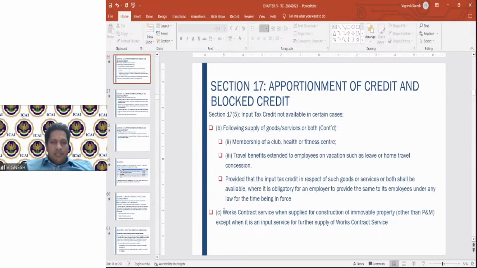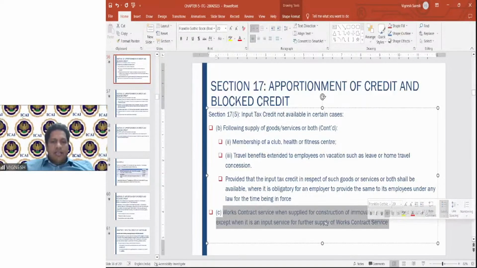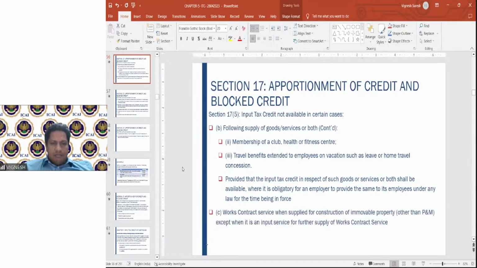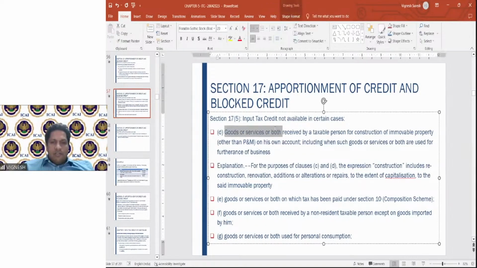Works contract service when supplied for construction of immovable property, except when it is an input service for further supply of works contract service. This is where that's our construction. So therefore, it comes under this following exception. Okay, so that is why it is allowed. I think you got confused with this one, what is mentioned, goods or services both for construction of immovable property, including when such goods or services are both used for furtherance of the business. Don't get confused. This is different and that is different.